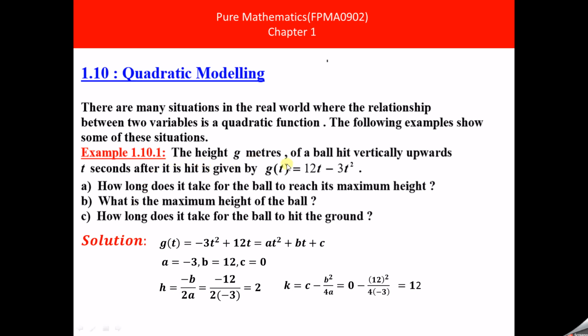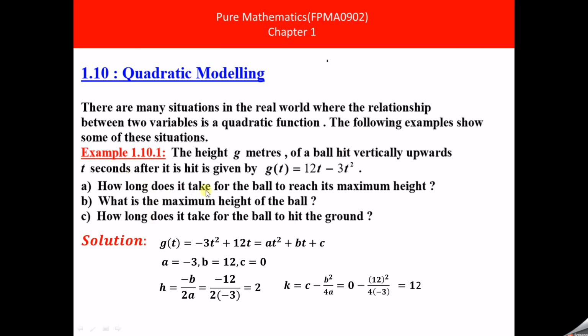The height g meters of a ball hit vertically upwards t seconds after it is hit is given by g(t) equal to 12t minus 3t square. If you observe here, t is the independent variable, in place of x we have t, and g is the function which depends on t. It has the two terms, minus 3t square plus 12t, which is clearly a quadratic function. For this quadratic function, we have to answer these questions.